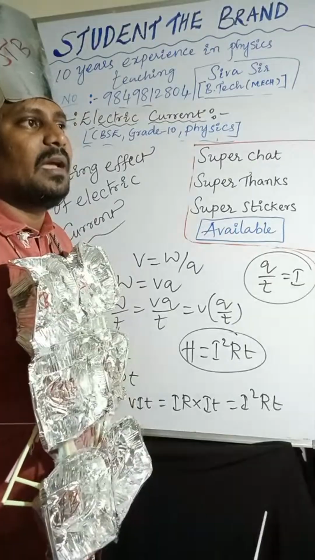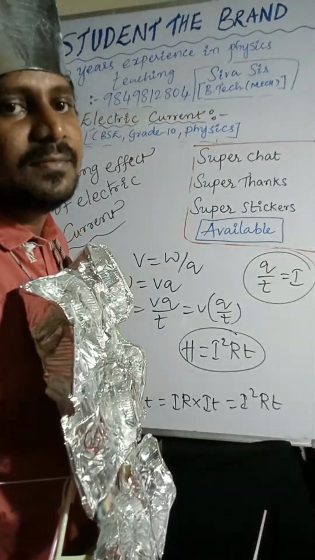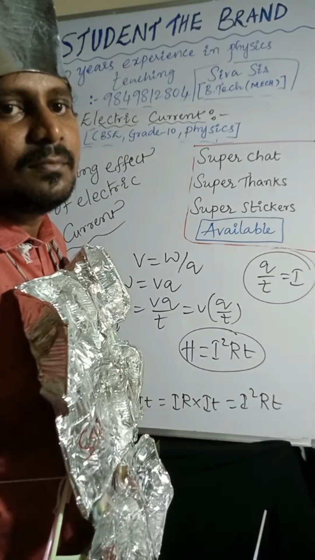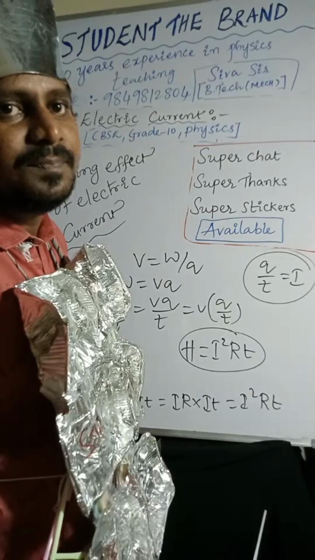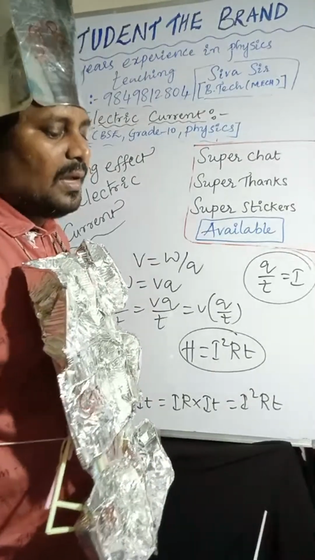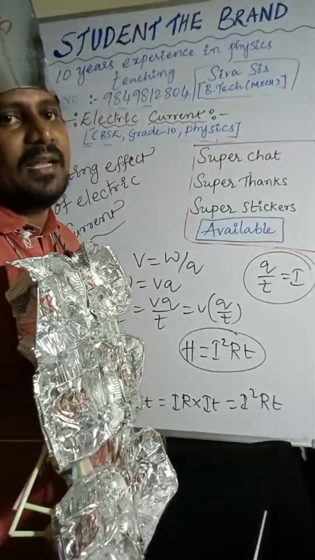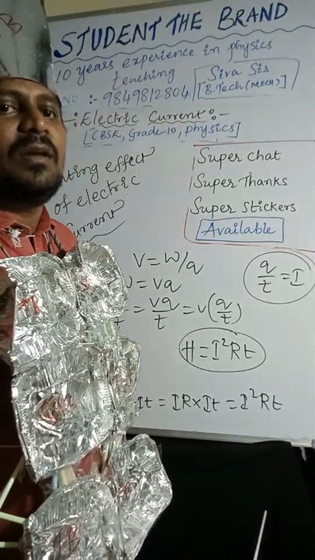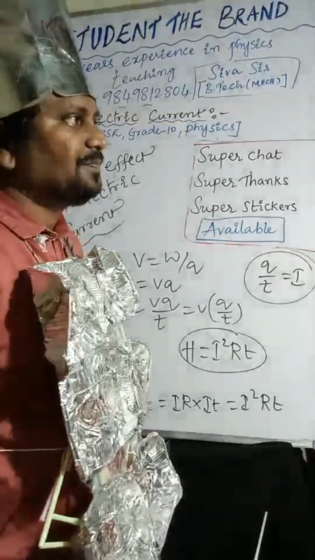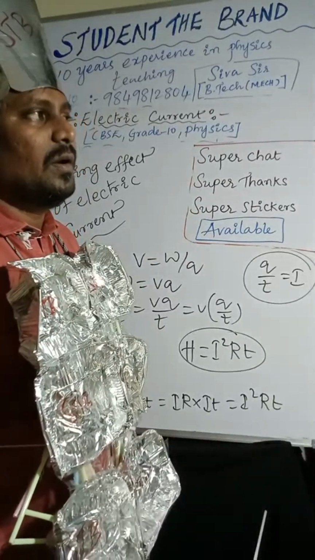Then overloading: switching on high voltage appliances at a time. Then a heavy amount of current will be drawn from the mains. It may lead to a short circuit. That is about short circuit and overloading.